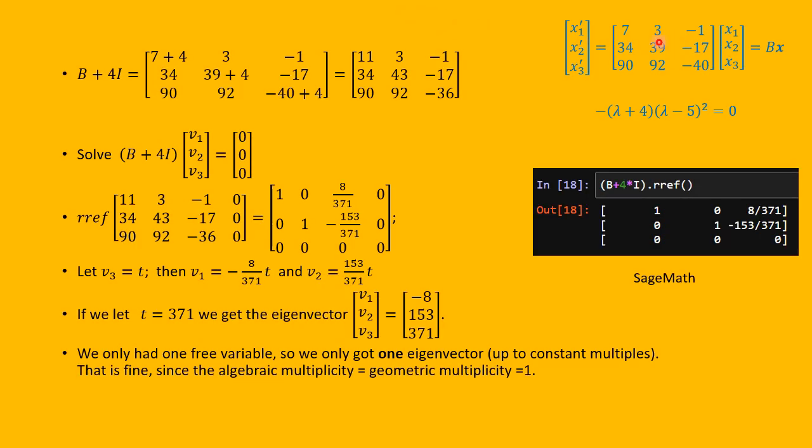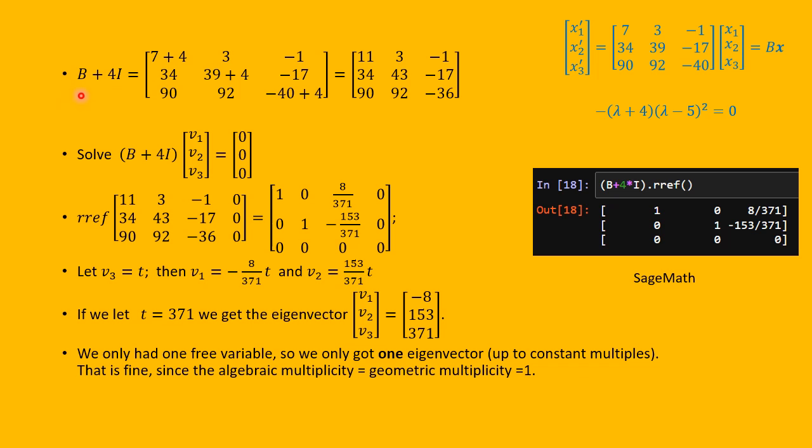So let's recall that this is the differential equation that we have: X prime equals B times x. We're looking for the eigenvector or eigenvectors corresponding to lambda equals minus 4.